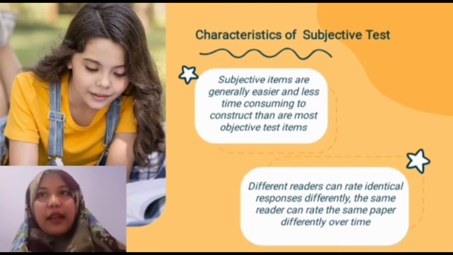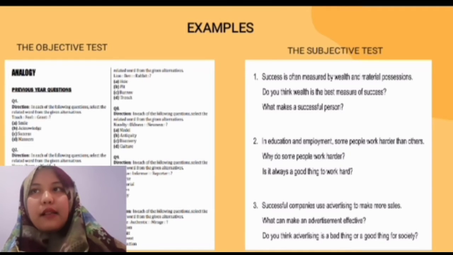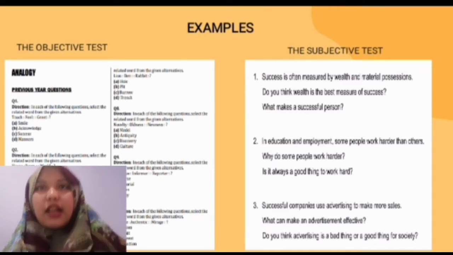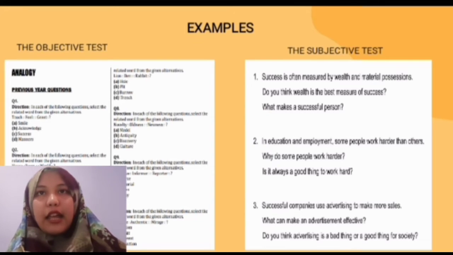For subjective tests, subjective items are generally easier and less time-consuming to construct than are objective test items. Different readers can rate identical responses differently. The same reader can rate the same paper differently over time. Two examples: an objective test is an analogical question, and a subjective test is a short answer question.